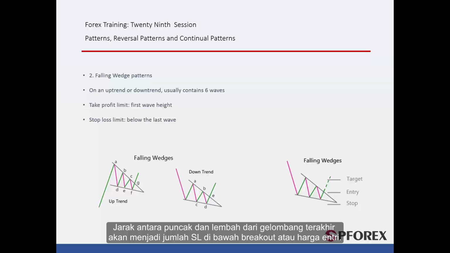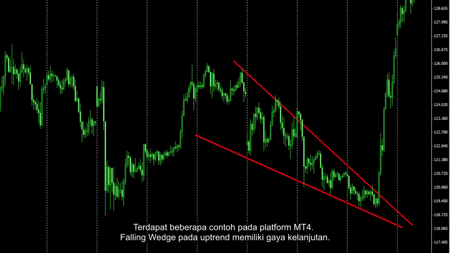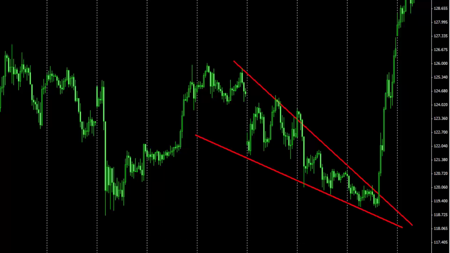The distance between the peak and the valley of the last wave would be our SL amount below the breakout or entry price. There are several examples on the MetaTrader 4 platform. A falling wedge on an uptrend has a continual manner. A trend line can be drawn to clarify the trend zigzag movement.